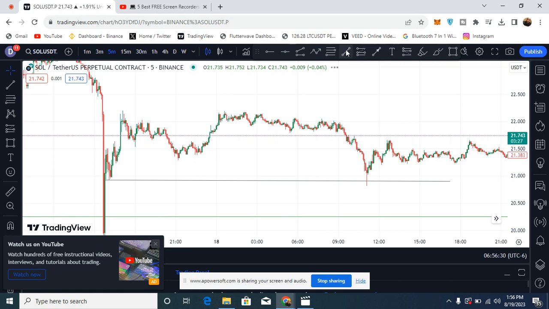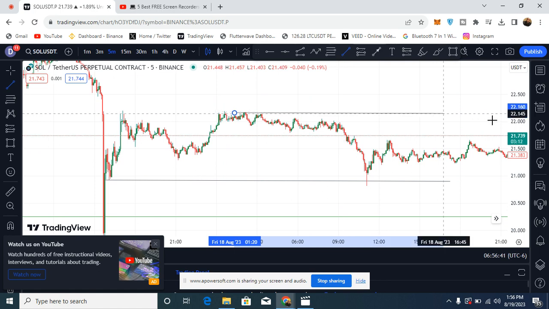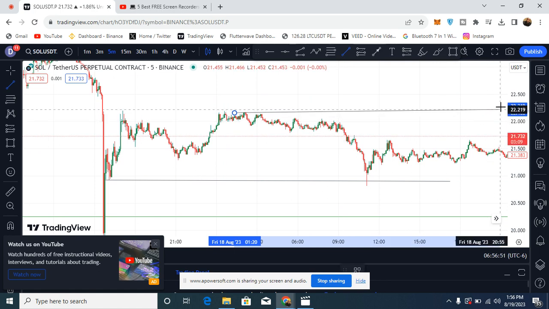Let me just draw it out. If this video is a little bit confusing, you can just watch it over and over again so you get the structure behind all of it. So as you can see now, we have this here. This is another liquidity point that the market will definitely come and take out.